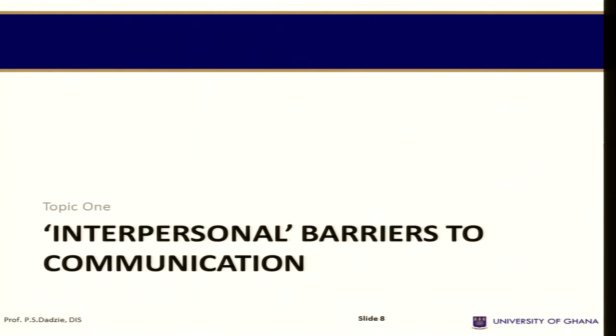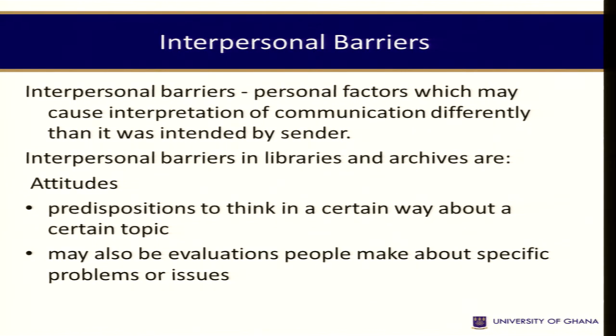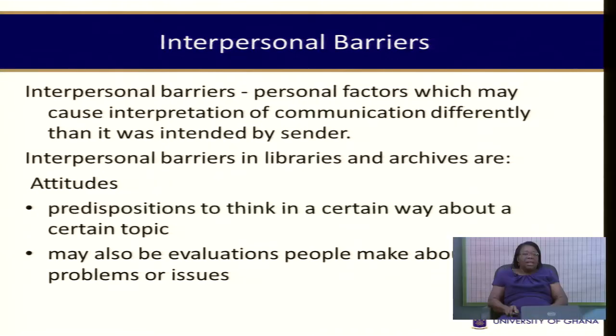So let's look at interpersonal barriers. What are interpersonal barriers? There are several of them. These are personal factors which may cause interpretation or communication which is very different from what the sender was hoping to send to you. In interpersonal barriers in libraries and archives, you can have so many. Most of the time, because we do not communicate, these barriers are always there. Our attitudes. Attitudes are predispositions to think in a certain way about a certain topic. So a staff member who is there already has an attitude. So whenever you come and say something, it can cause a barrier. And many people have different attitudes towards problems or issues which come up in the library.